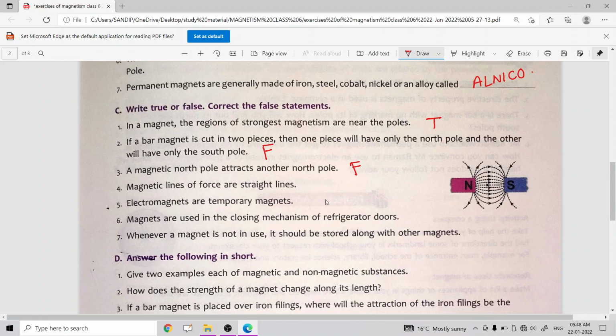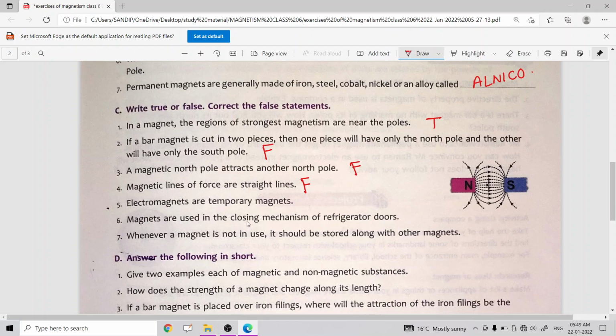Now the next one is: magnetic lines of force are straight lines. It is also false. They are not always straight lines, they are curved lines. So you can say magnetic lines of force are curved lines.